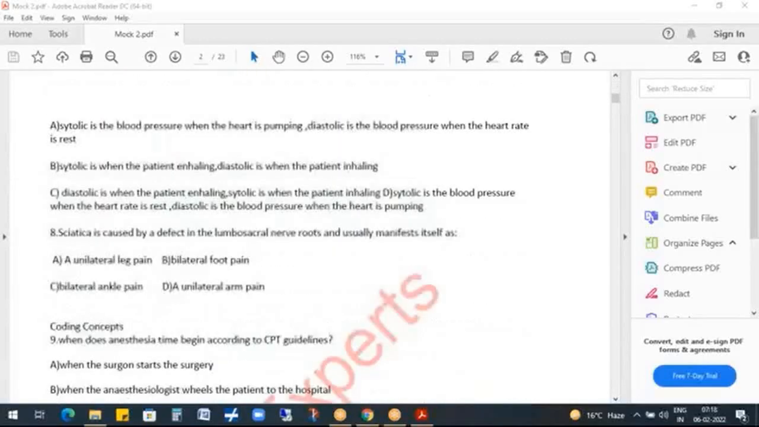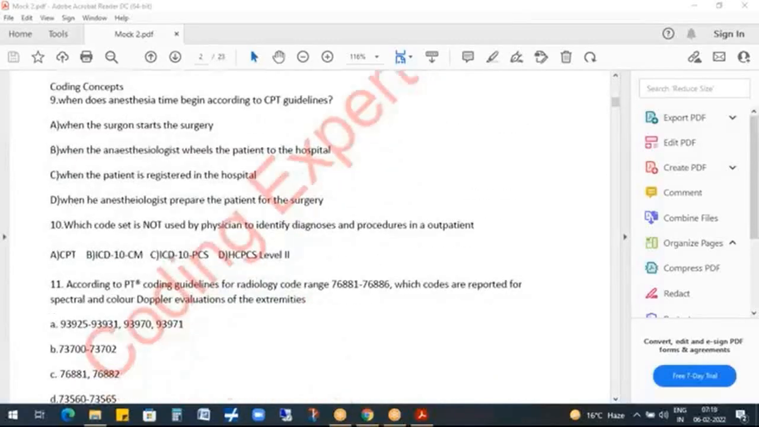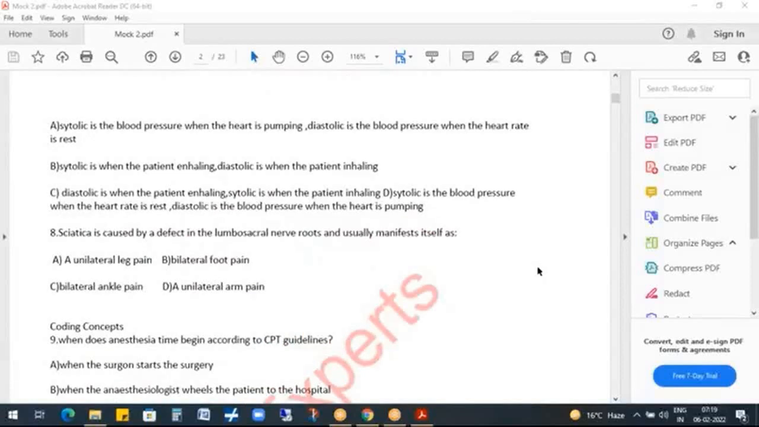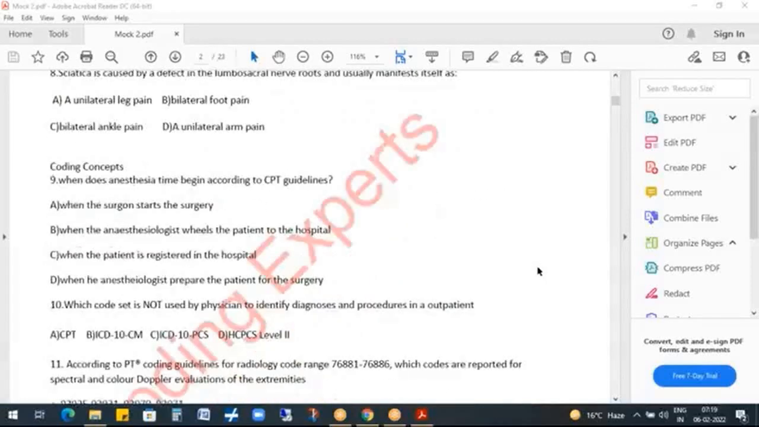Okay. The 10th question, a little bit of doubt, sir. Which code set is not used by a physician to identify diagnoses and procedures in outpatient? ICD-10 PCS. From that you are not coding for outpatients. What are the code sets we are using?